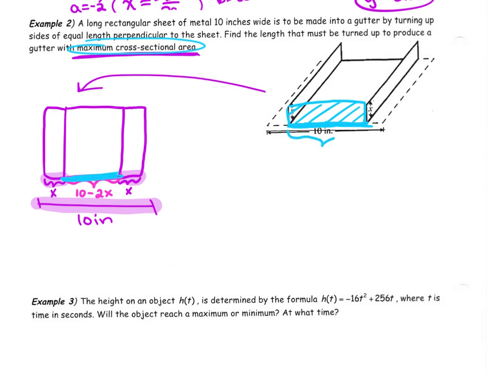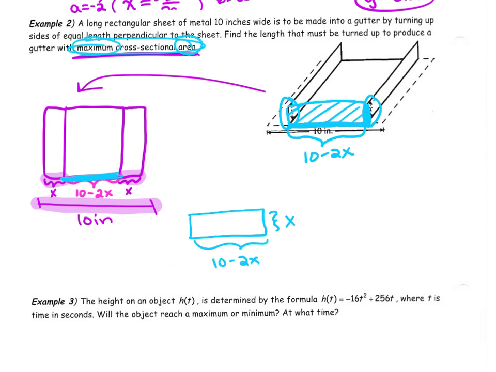I know this length here is 10 minus 2x. And we already have this part. This is x, it's given to us. I just have it covered up. So let's draw another picture. This is 10 minus 2x. This is x. I want to find the maximum area.